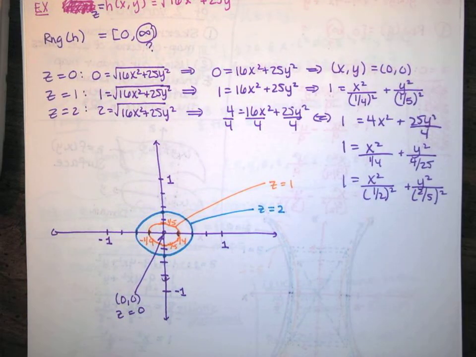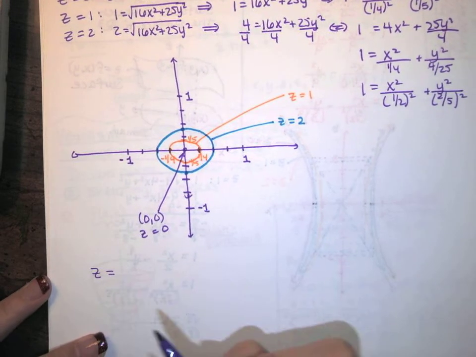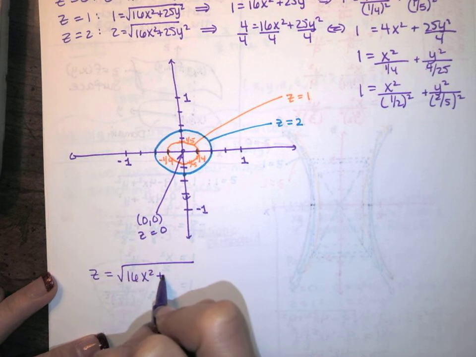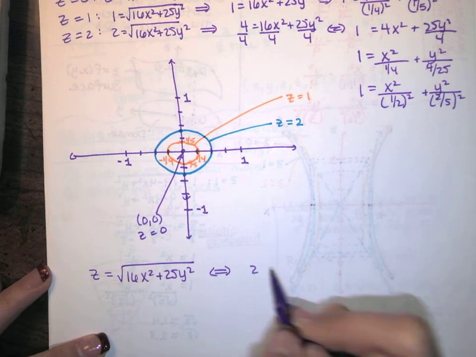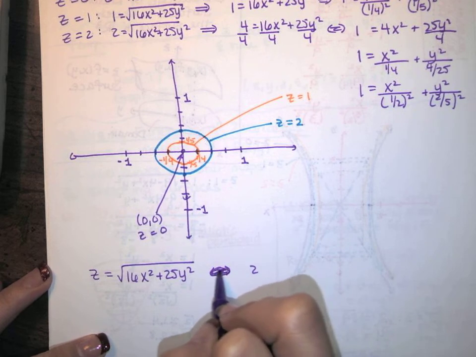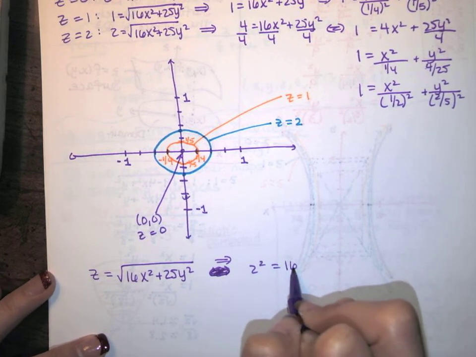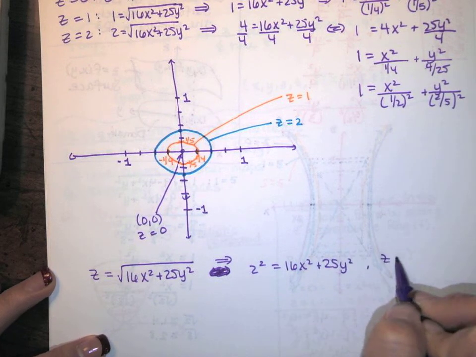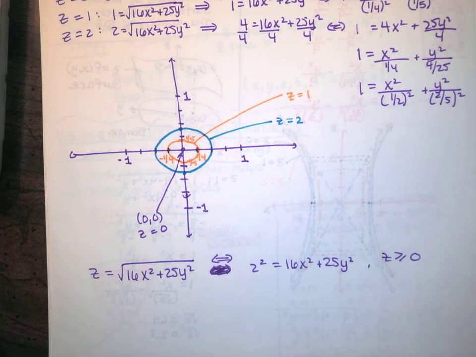To figure out which one we're dealing with, let's take our equation, replace the h with a z, so we have z equals the square root of 16x squared plus 25y squared. You want to square both sides. So I guess this just implies it doesn't go both ways. Well, I guess it goes both ways if I have a restriction. As long as z is greater than or equal to 0, we're good. Because z is that positive square root.